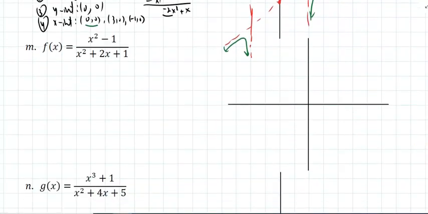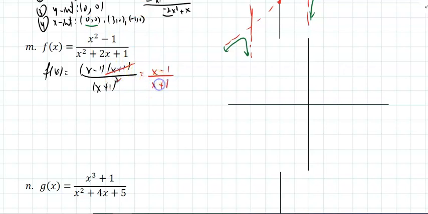Couple more to go. These are special cases. If I factor f of x equal x minus 1 into x plus 1 over x plus 1 squared. Well, we notice that this cancels with one of those. I'm looking at x minus 1 over x plus 1. Very good. 1. Vertical asymptote x equal negative 1.